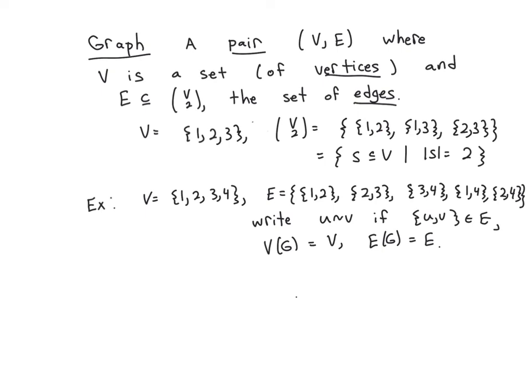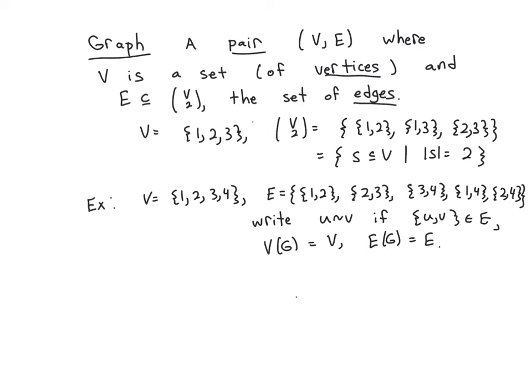So what is an example of a graph? Well, V is {1, 2, 3, 4}, and the edge set is {1, 2} is an unordered pair, {2, 3} is an unordered pair, {3, 4} is an unordered pair, {1, 4} is an unordered pair, and {2, 4} is an unordered pair. We're going to write u is adjacent to v if {u, v} is an edge in E.